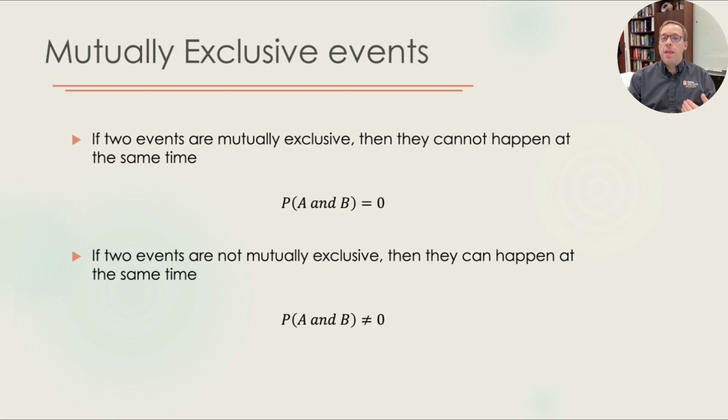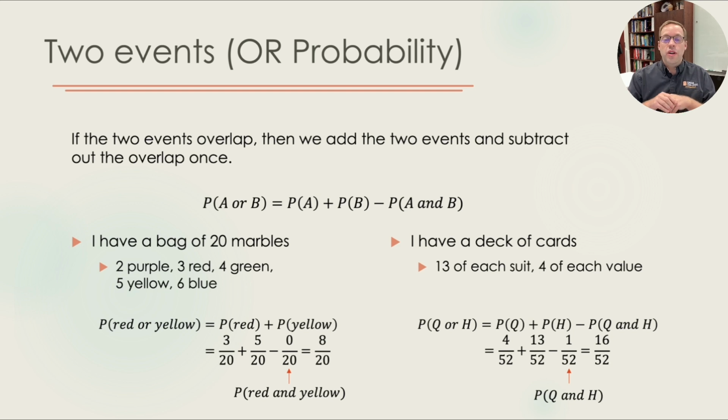All right, let's step back, look back at the 2 events that I showed you earlier, but I'm going to add one thing to the marble example. Probability of drawing a red or a yellow marble will be the probability of a red plus the probability of yellow, so 3 out of 20 plus 5 out of 20, minus the probability of a marble being both red and yellow. Okay, that term is in there.